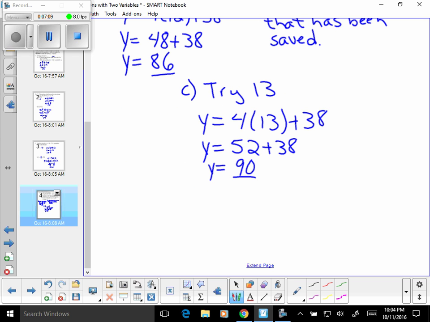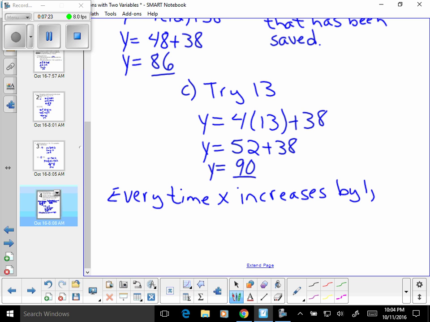So we write down: every time x increases by 1, y increases by 4. Now, of course, that's going to vary according to what the coefficient is. So make sure that you always run it through an equation. That's the end of lesson 3.2A.